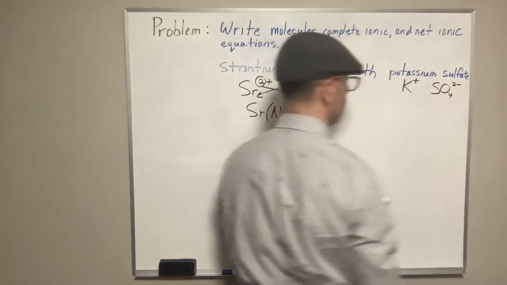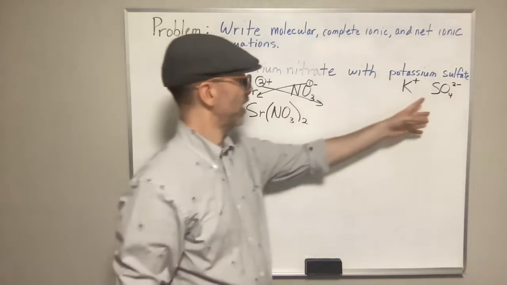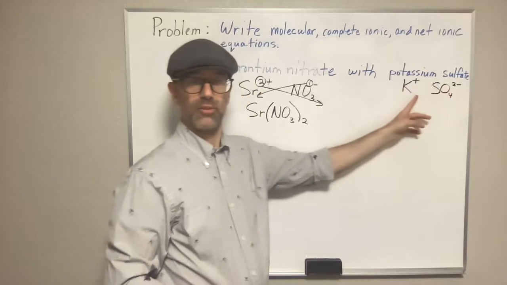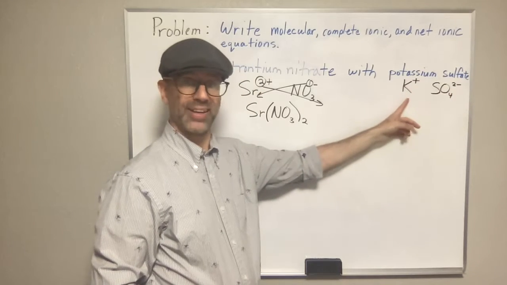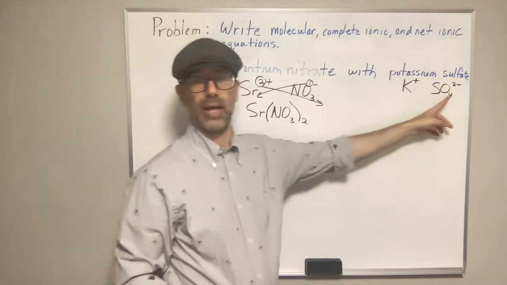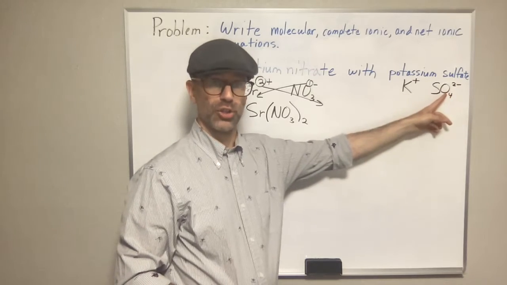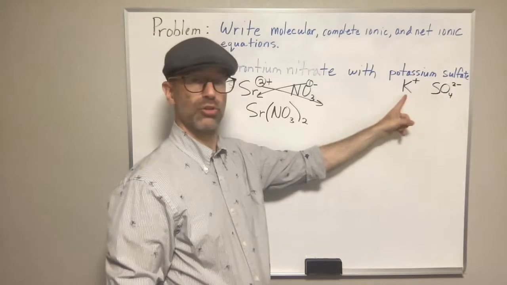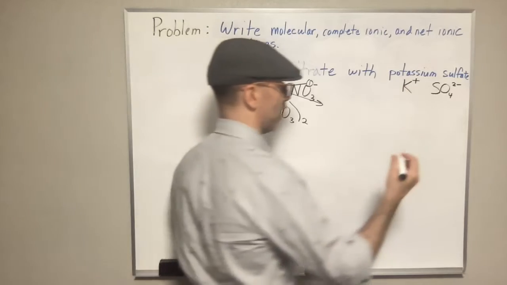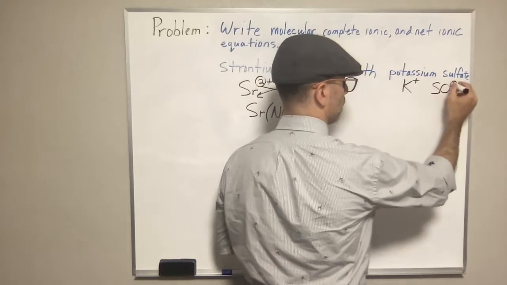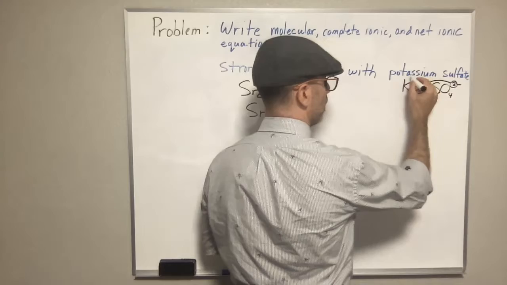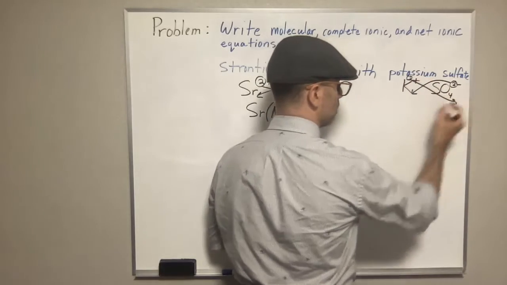And there's a 2 minus charge. Once again, I have a 2 minus, I have a plus 1, so I need 2 pluses to balance out the negative 2. So that means I need 2 potassiums, or again, I could do the crisscross method, right? So 2 down here, 1 goes down there.